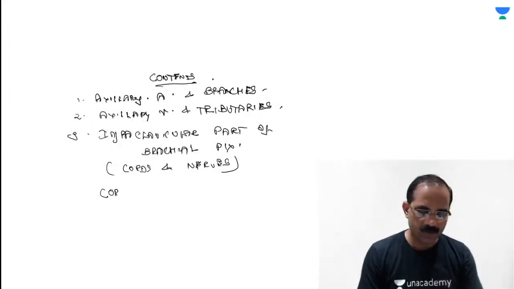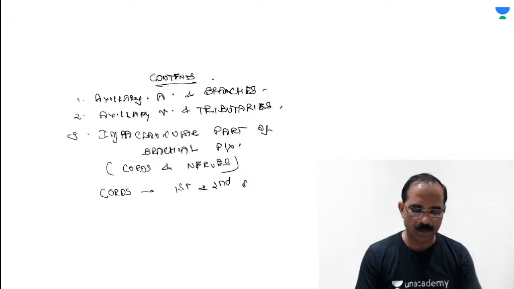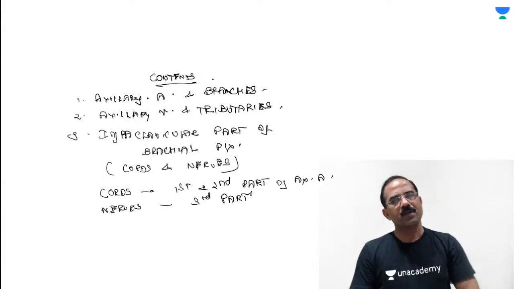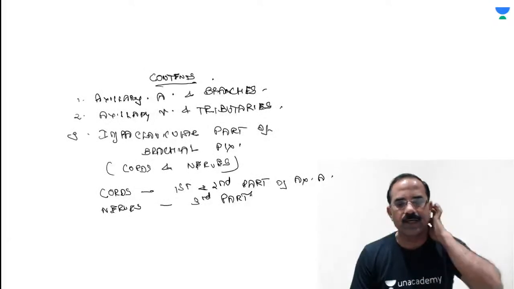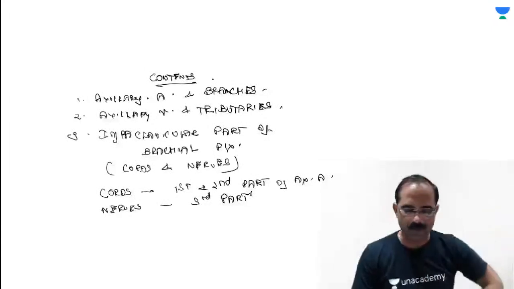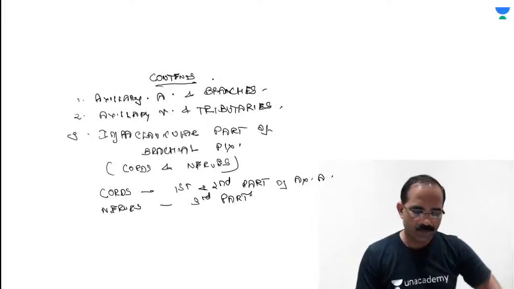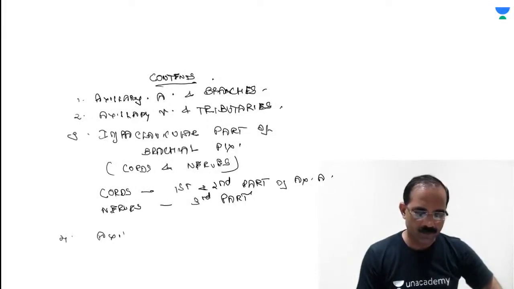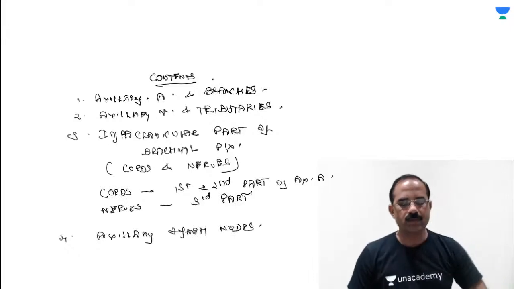So cords are present in first and second part of the axillary artery, and nerves are present in which part? Third part. Fine. And fourth is axillary lymph nodes. I hope this is clear to all of you.